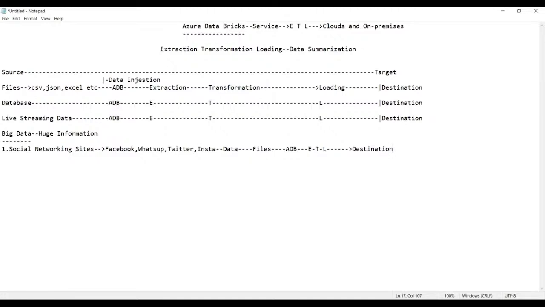Loading into what? Destination. Getting my point? Loading the data into what is that? Destination. Finally, the data will be loaded into what? Destination. Okay, guys, everyone?